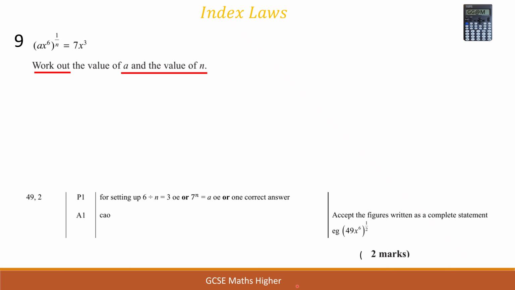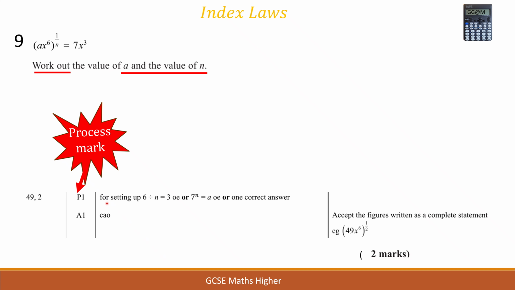Fantastic. So the mark scheme says the answer should be 49 for A and 2 for N. P1 is a process mark. So if you try to do what it says here, you will get 1 mark. A1 is the answer mark. And again, that CAO means correct answer only. So you must have the correct answers in order to get the answer mark here. Give yourself a tick if you got it correct. If you want to know exactly how to get the answer, then just write a comment below and I will go through the full method for you.